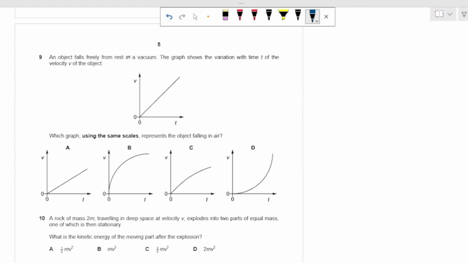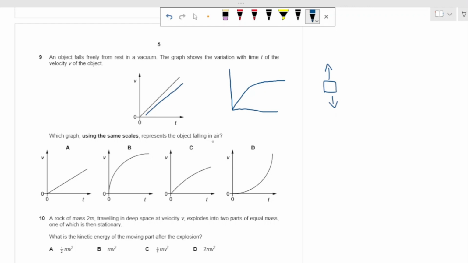Question 9. An object falls freely from rest in a vacuum. The graph shows the variation with time t of the velocity v of the object. Which graph, using the same scales, represents the object falling in air? Alright, let's consider each option one by one. Now, why the graph is straight, you might wonder, for a free falling object. Usually for a free falling object, acceleration starts as 9.81 and then it slowly gets to 0. But that's only the case when you have an object that is falling with some weight and it has some air resistance acting on it to balance it. In the vacuum, that's not present, and therefore you have the straight acceleration of 9.81 meters per second squared.